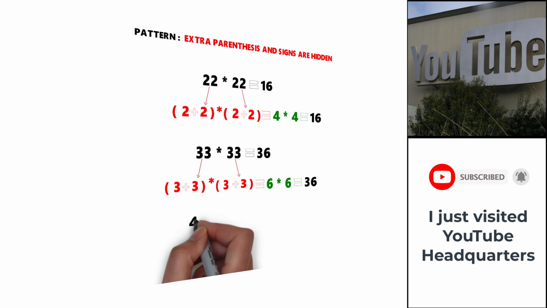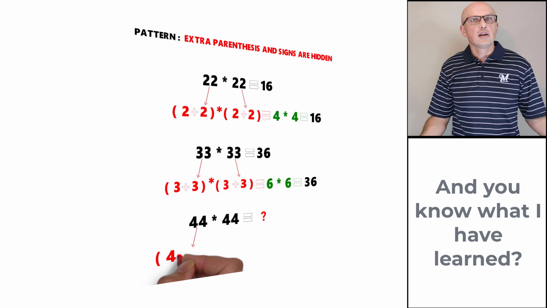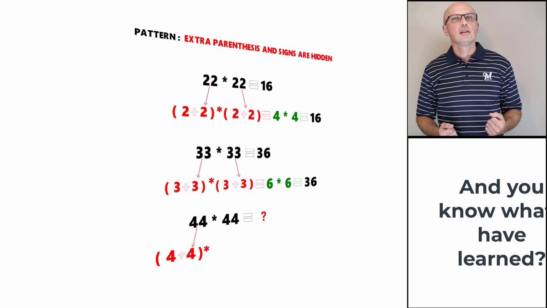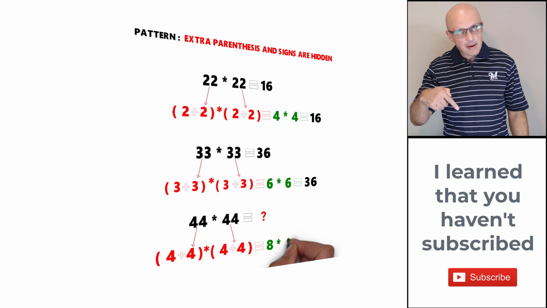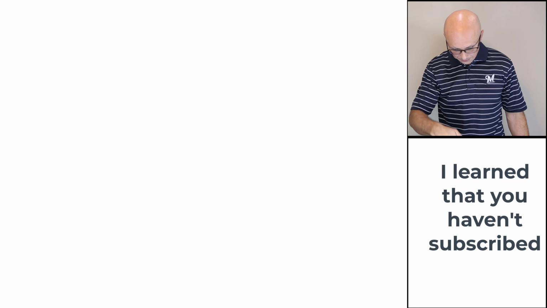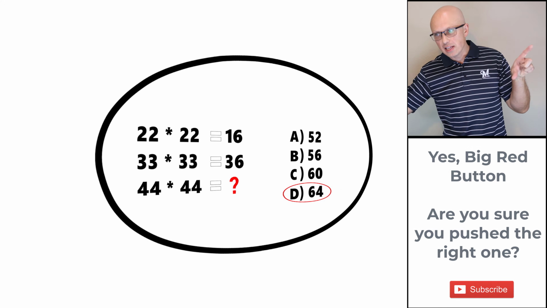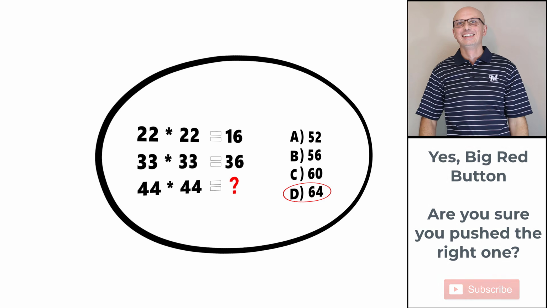So the correct answer here is the set in parentheses 4 plus 4 multiplied by another set in parentheses 4 plus 4, which would be multiplication of 8 by 8, and the end result of this would be 64. So the correct answer here is choice D, 64. Hopefully you've nailed this question and now know how to answer similar problems on the test.